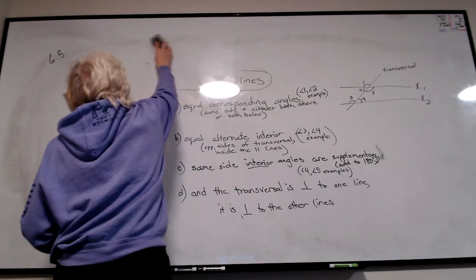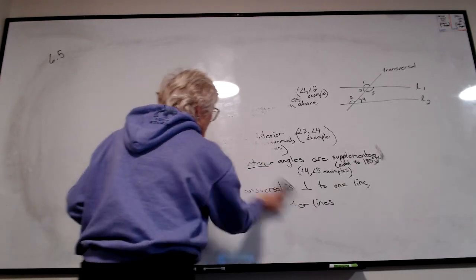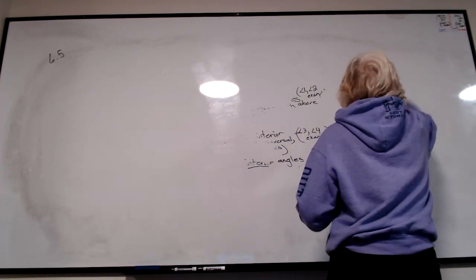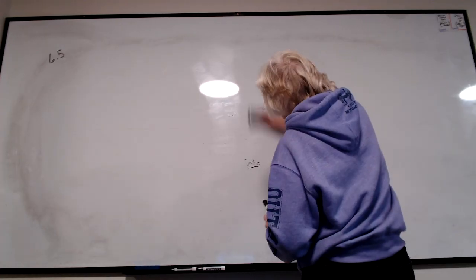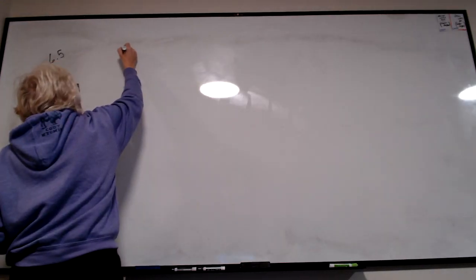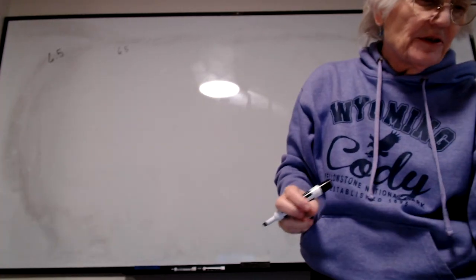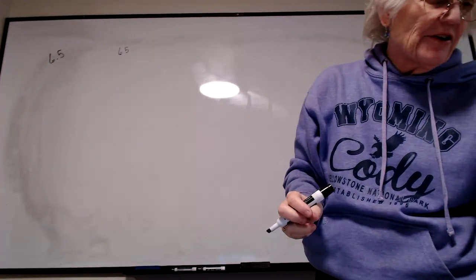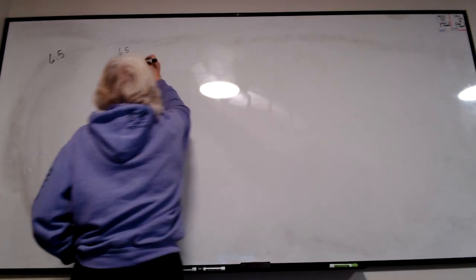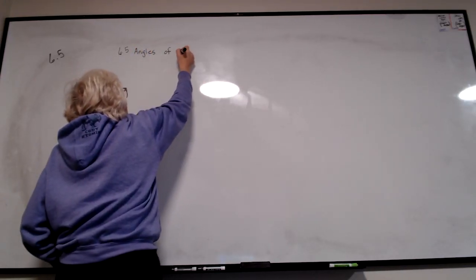Okay, so let's go to 6-5. Looking through these, again, 6-5 is one of those that is stuff you already know. There might be a couple new ones. 6.5 is talking about the angles of a triangle, and I think you know a lot of this.